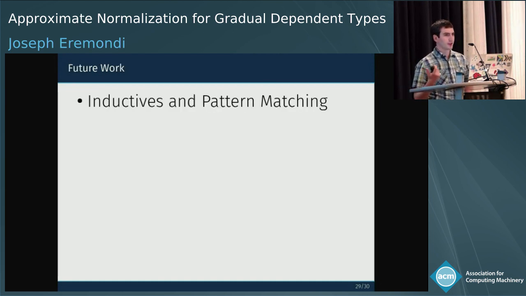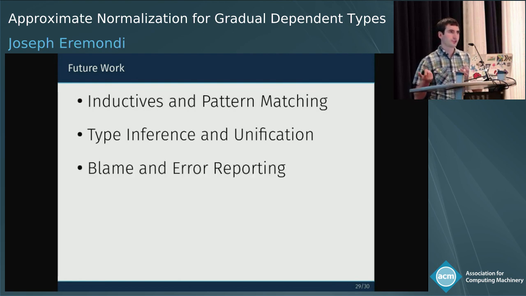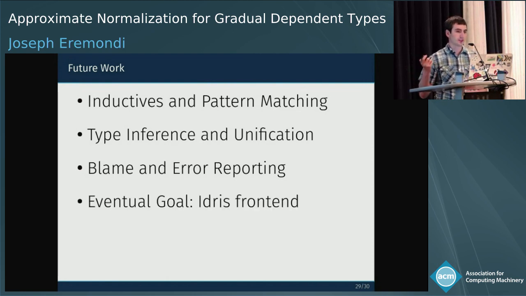There's still a few things to work on. We're figuring out inductives because they don't play nicely with hereditary substitution. And then, of course, if our goal is to make dependent types easier to use, we want good error messages, and we want decent type inference. And so our eventual goal is we'd like to make a fully gradual front end to Idris.